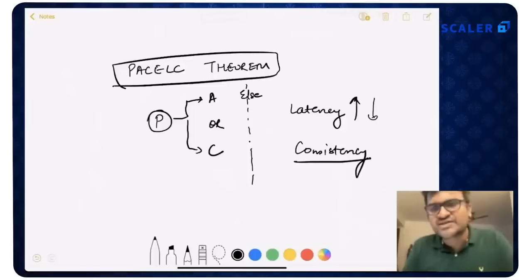This CAP theorem is one of the most basic and one of the most useful theorems you'll come across when designing distributed systems. I'll keep doing more videos like this.